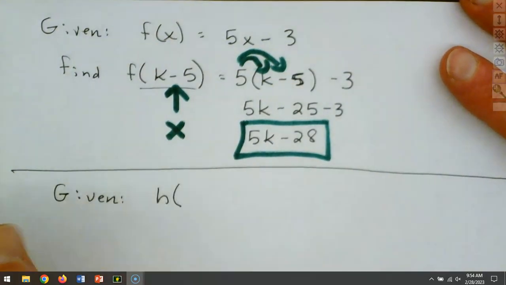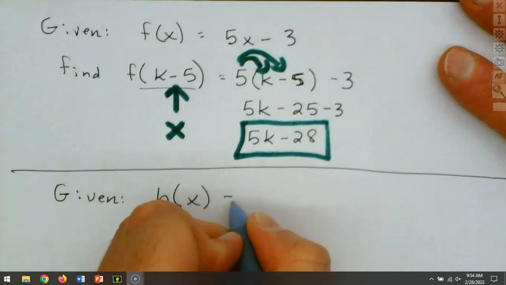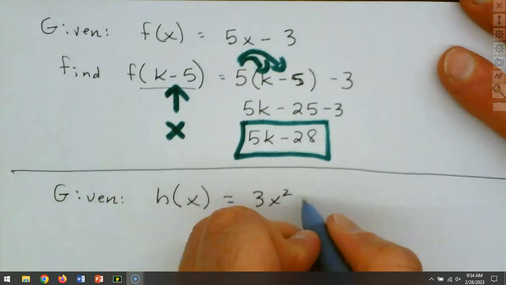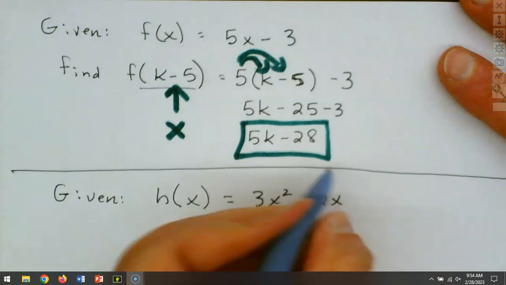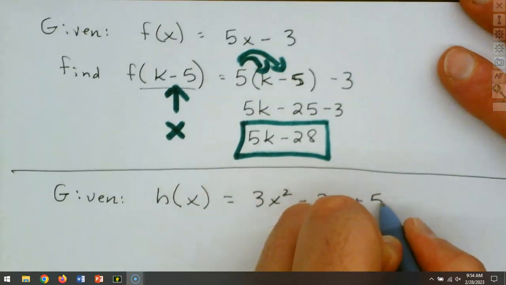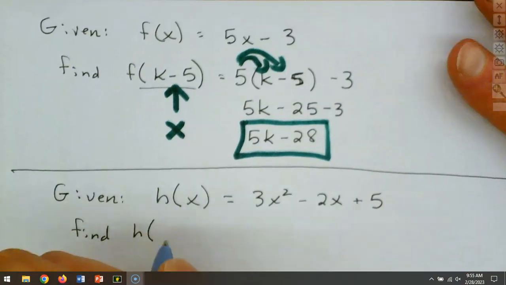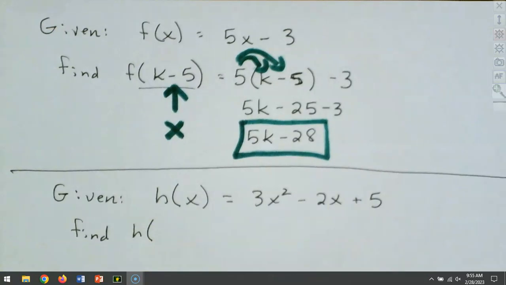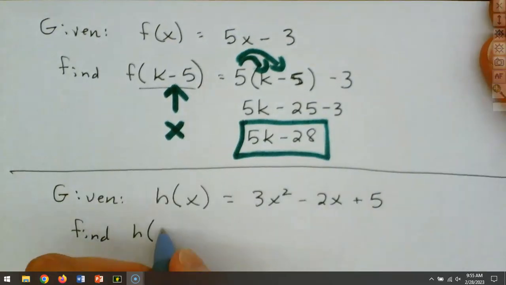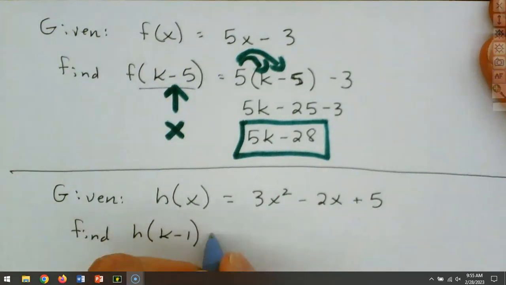So let's say you're given h of x equals 3x squared minus 2x plus 5. And I want you to find h of, I'll use the same variable that I did in the homework. That way it's easier to keep track of. How about h of k minus 1? I'm trying to make it very similar to what's in the homework.